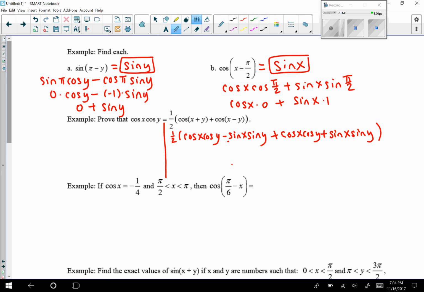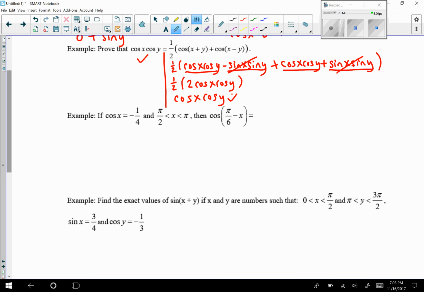We have the sine x sine y and sine x sine y, and that's plus and that's minus, so these terms actually cancel out. Then we have cosine x cosine y and cosine x cosine y. Since there's two of them, that becomes 2. So you have 1/2 times 2 cosine x cosine y. And of course, 2 times 1/2 is 1, so that's just equal to the cosine x cosine y, and now this side is equal to this side, and we're done.